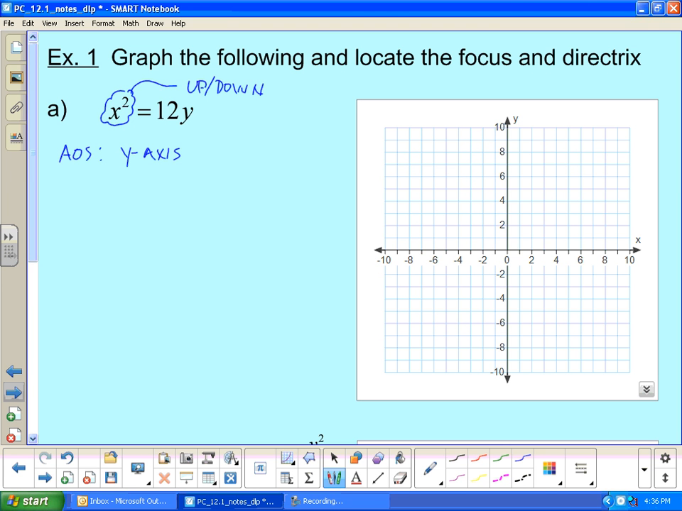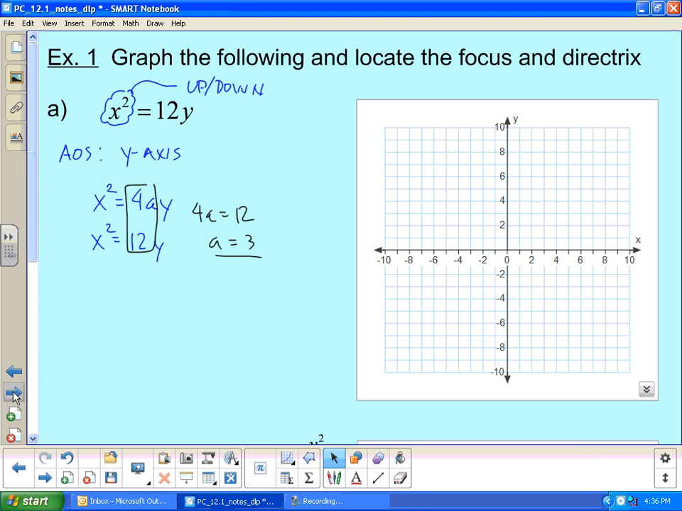So graphing the following. Well, it's in the form of x squared equals 4ay. That's what we're in right now. X squared equals 12y. So from here, I'm able to figure out that 4a is equal to 12, and therefore a is equal to 3. All right, so we have a situation where my a is equal to 3.